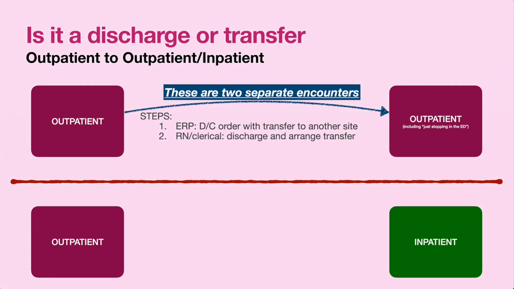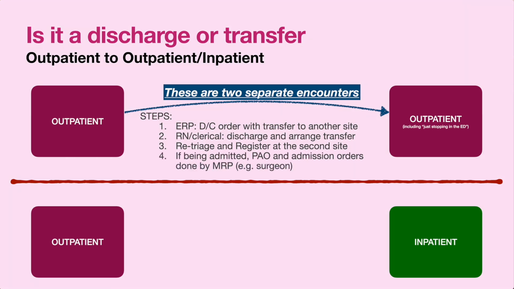Then the RN and the clerical staff discharge the patient and arrange transfer. Third, when they get there, they are re-triaged and re-registered at the new site. That will get them on the tracker and their care will start. If after getting there, they happen to need admission, say they were sent from Welland to G&G for a surgeon to see in the emerge, and they need admission, the PAO is entered then by the surgeon. Then this is followed up by the admission orders. First PAO, then admission orders by the MRP, which is the surgeon at the other site, unless the MRP is someone different.